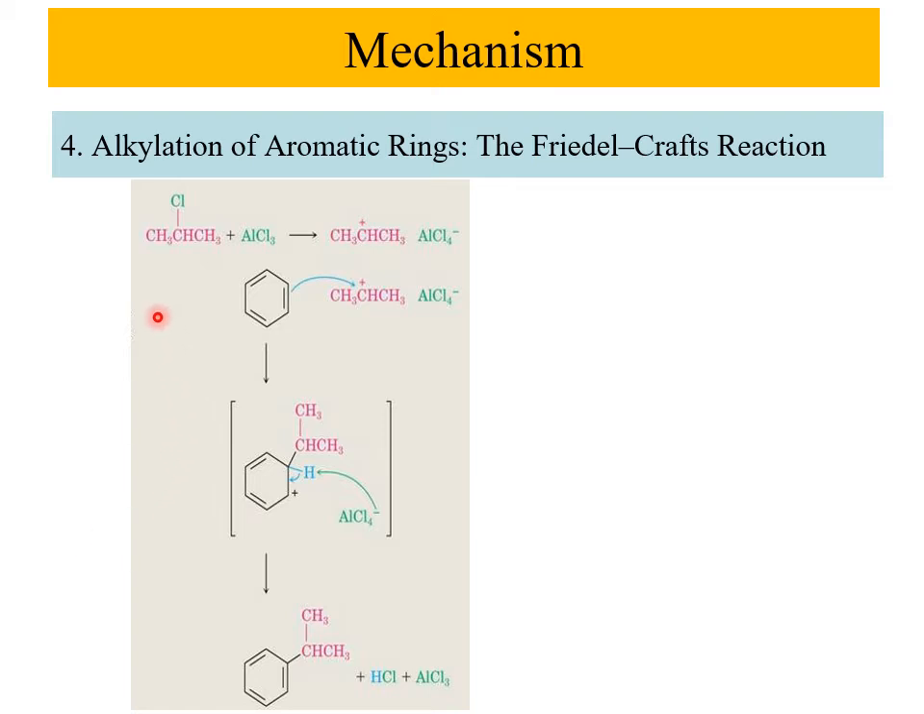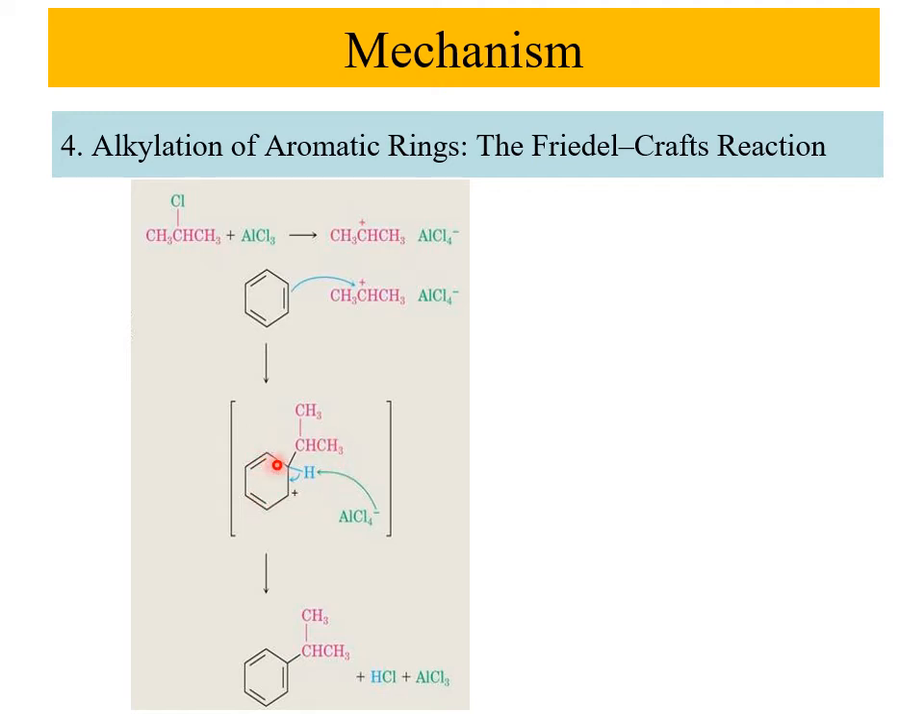The Friedel-Crafts alkylation reaction proceeds via a three-step mechanism. For step 1, the Lewis acid AlCl3 reacts with the alkyl halide, resulting in the formation of an electrophilic carbocation. For the second step, the aromatic ring, which acts as a nucleophile, will attack the carbocation, forming an intermediate.